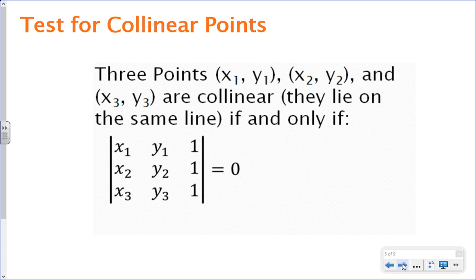That matrix you see is the same as the slide before, except without the plus or minus 1/2 in front of it.